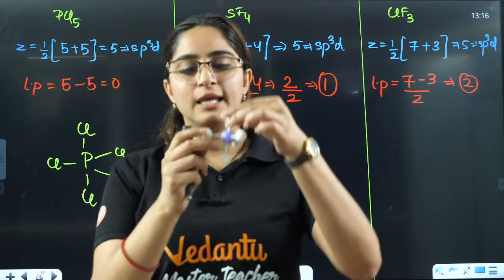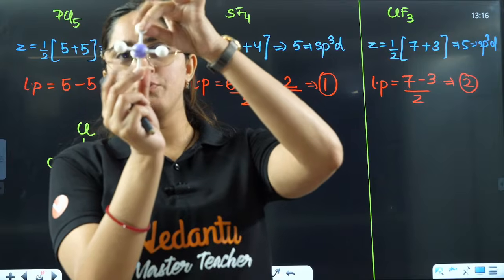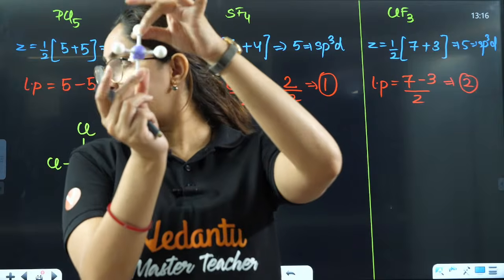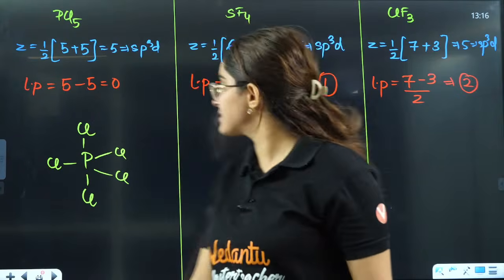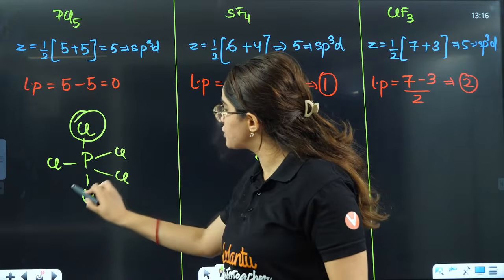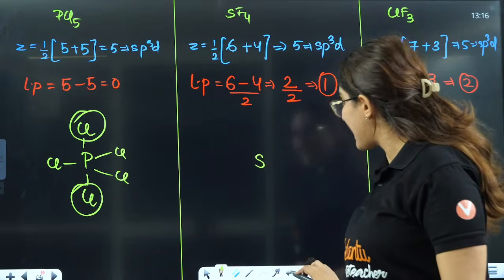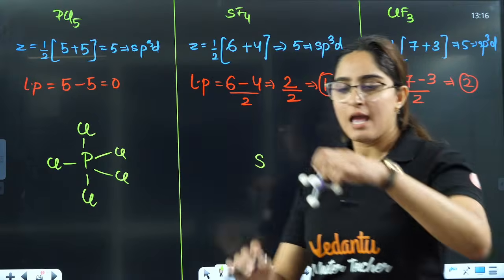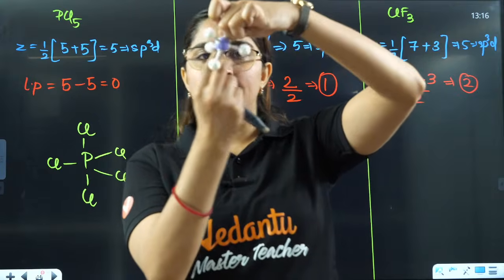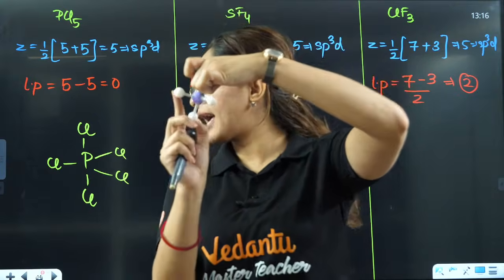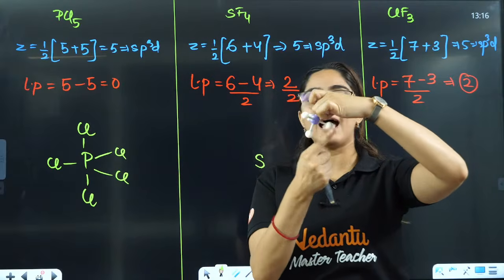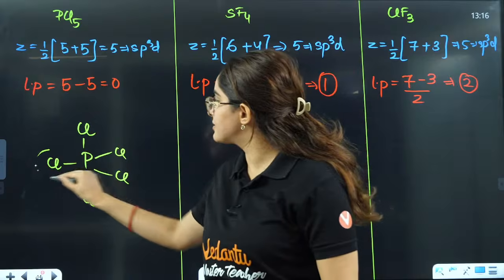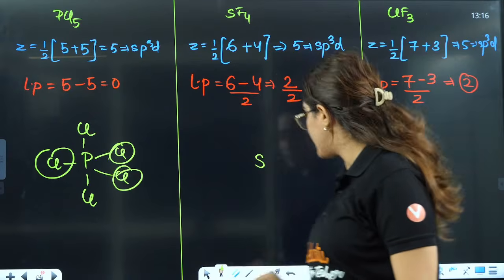These two positions that I am marking here, this up one and this down one, that means this position and this position, are called axial positions. And this one that I am rotating here, can you see me rotating this position? That is called equatorial. That means this and this are called equatorial.